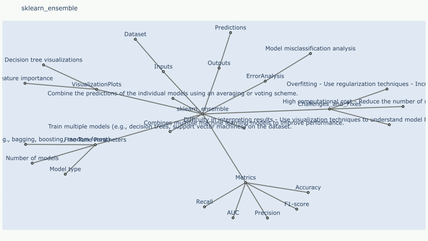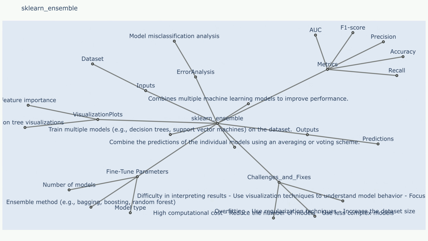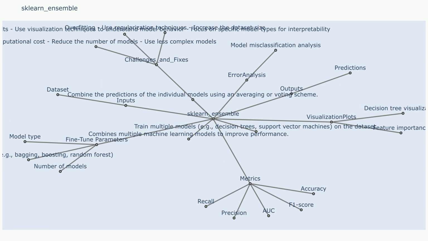Metrics. Metric 1. Explain in detail accuracy. The percentage of correct predictions for classification tasks. Metric 2. Explain in detail mean squared error. MSE measures the average squared difference between predicted and actual values for regression tasks.